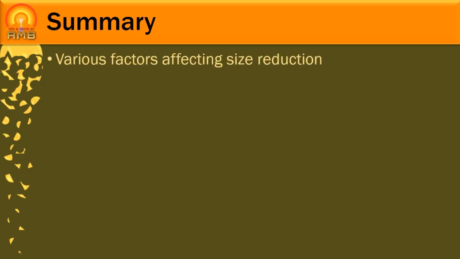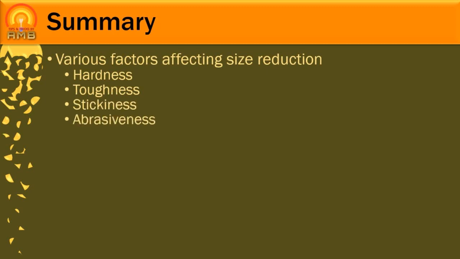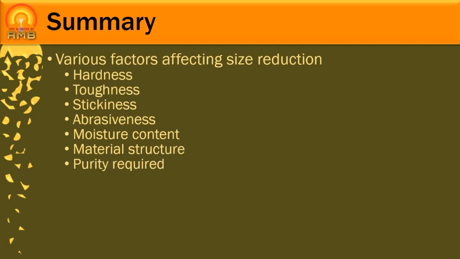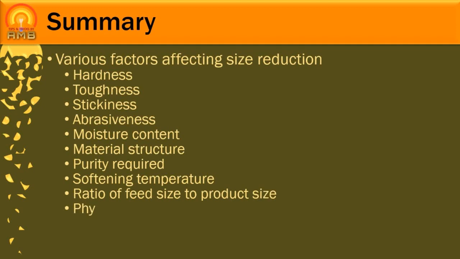Now let's summarize today's session. In this session, we had discussed various factors affecting size reduction as hardness, toughness, stickiness, abrasiveness, moisture content, material structure, purity required, softening temperature, ratio of feed size to product size, physiological effect, and bulk density. We discussed how these factors are important and should be considered during size reduction process.